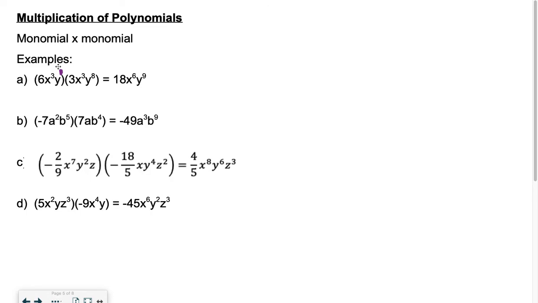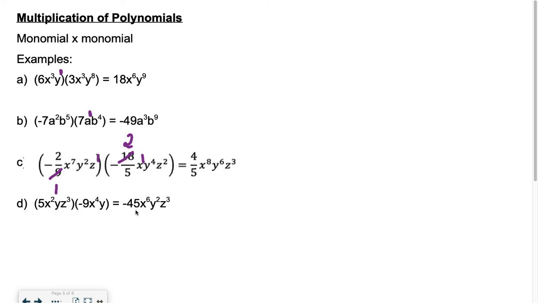Negative 7 times 7 is negative 49. A squared and a to the 1 is a to the 3. B to the 5 and b to the 4 is b to the 9. Here we're going to get a positive because two negatives multiply to a positive. You can reduce, so this is 2, this is 1. 4 on top, 5 on the bottom. X to the 7 and x to the 1 is x to the 8. Y to the 2 and y to the 4 is y to the 6. Z to the 1 and z to the 2 is z to the 3.